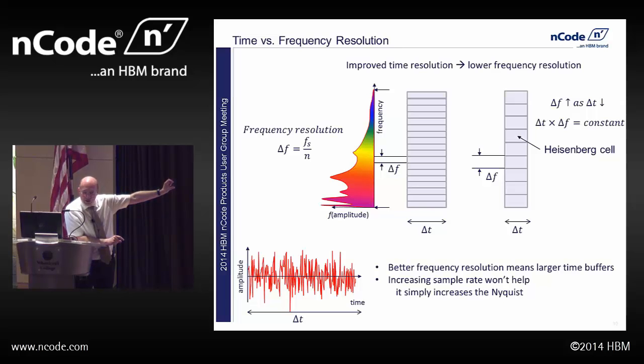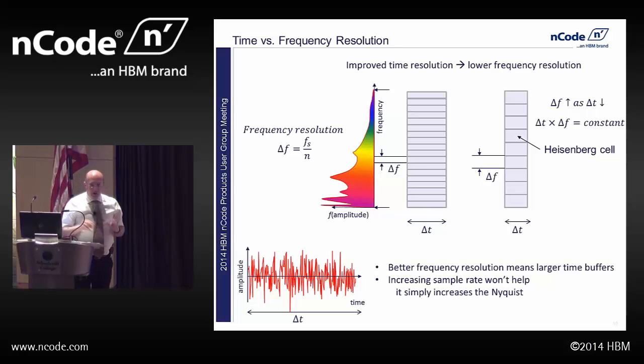So delta F increases. And this is really the Heisenberg principle, the uncertainty principle. You can measure something's position in time, or you can measure its frequency, but you can't actually simultaneously get good accuracy in both. And we call this the Heisenberg cell, and it's of constant area. So if you want to increase the time resolution and make that smaller, the net consequence is the frequency goes up. The area is always the same. You can't play with that.